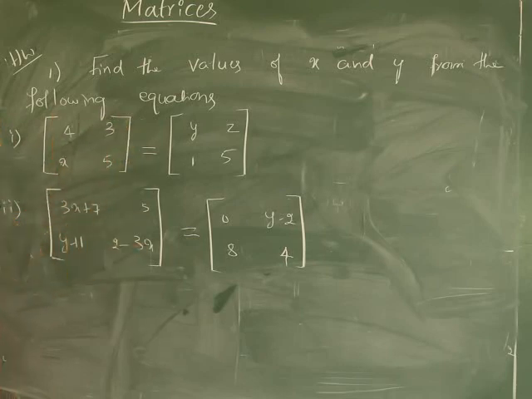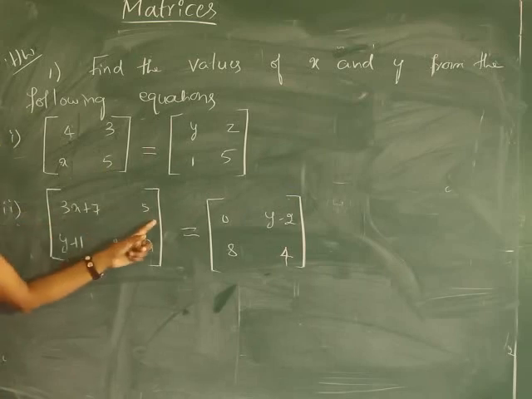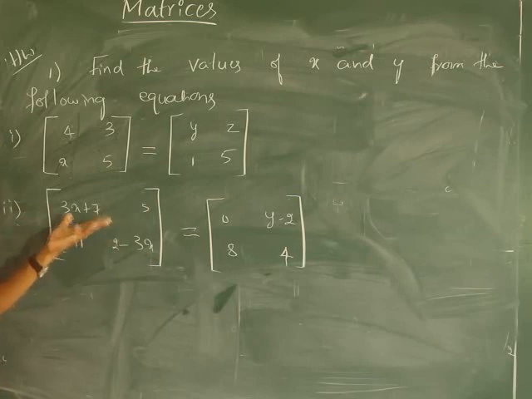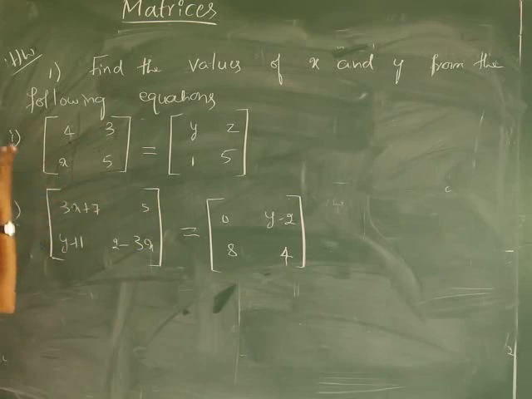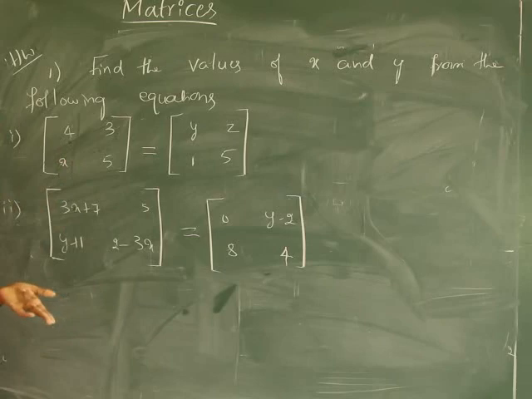Here also, the first row is 3x plus 7, 5, the second row is y plus 1, 2 minus 3x. Or by columns: first column 3x plus 7, y plus 1, second column 5, 2 minus 3x. If we read continuously, we cannot make out whether we are telling row elements or column elements, or their position. If you mention first row, second row, like that, the matrix can be made out. So complete this problem also.